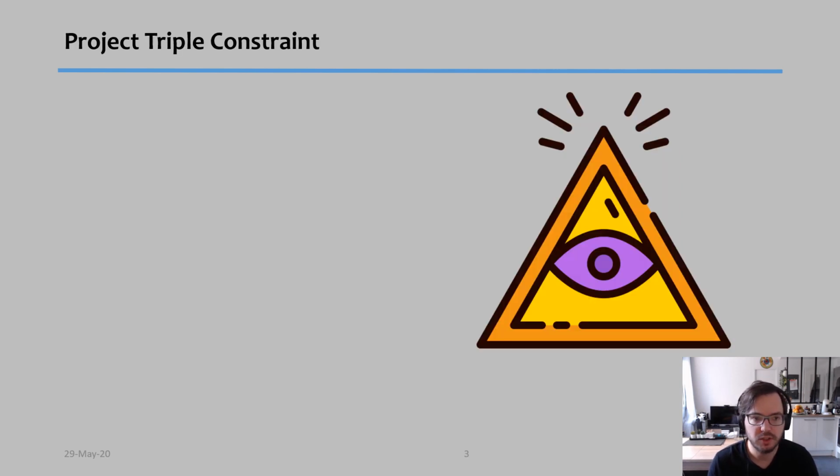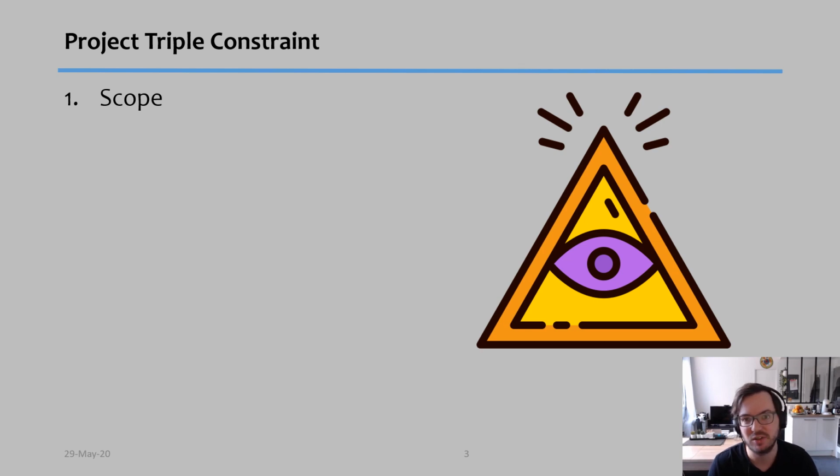In order to understand that, the project is defined by three things, and we call it the project triple constraint, or it's like a triangle, the three things. They decided to put this triangle with a little eye in the middle, so you know it's always looking at you, because the triple constraint really defines everything in the project.